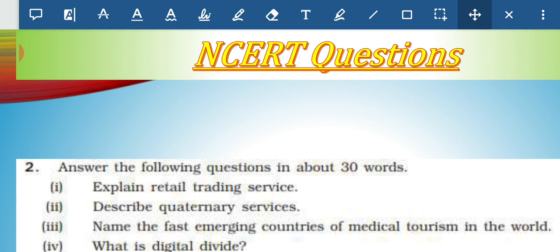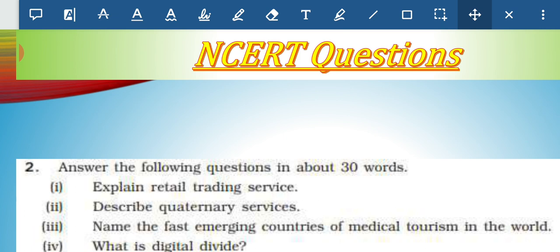Name the fast emerging countries of medical tourism in the world. The fast emerging countries of medical tourism in the world, number 1 is obviously India, then comes Thailand, Singapore, Malaysia. These are the fast emerging countries in medical tourism, which are continuously emerging as medical tourism destinations.